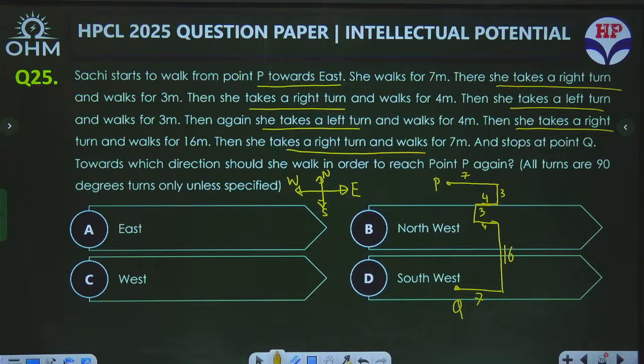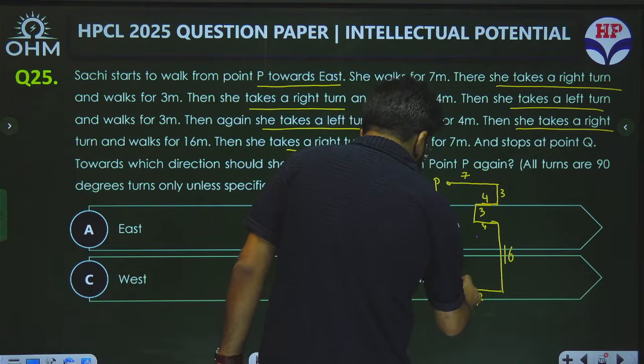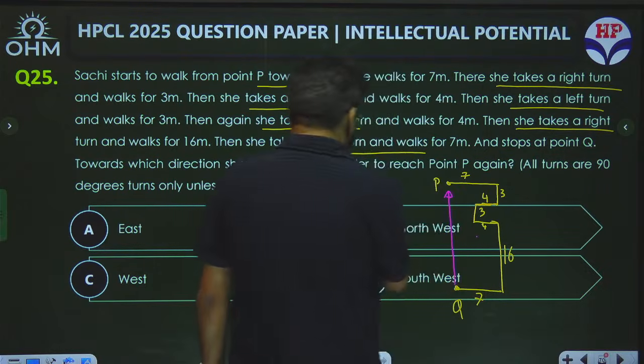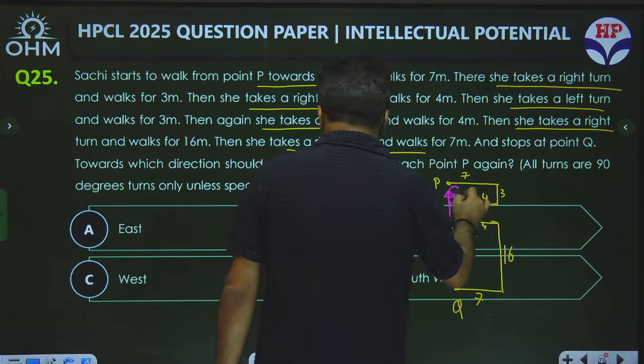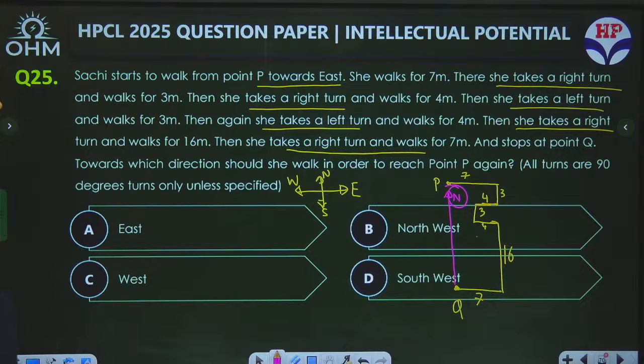Towards which direction should she walk? They are not asking any distance, but distances are important to find the final direction in order to reach the point P again. So this is point P, vertically up. Vertically up means north direction. Then why is it not matching? What has gone wrong here? In which direction should she walk in order to reach the point P again?